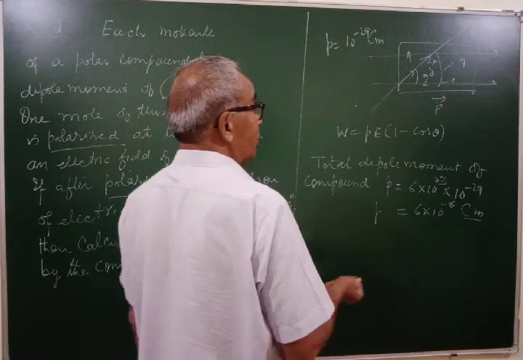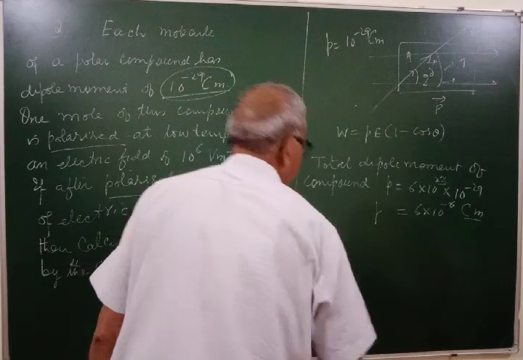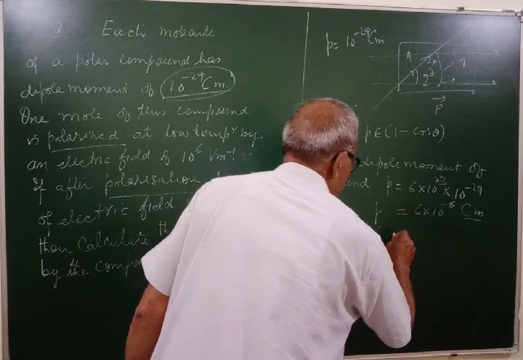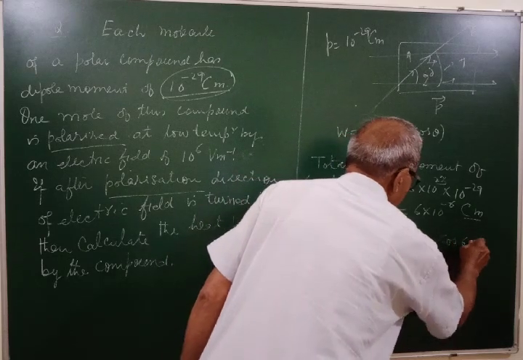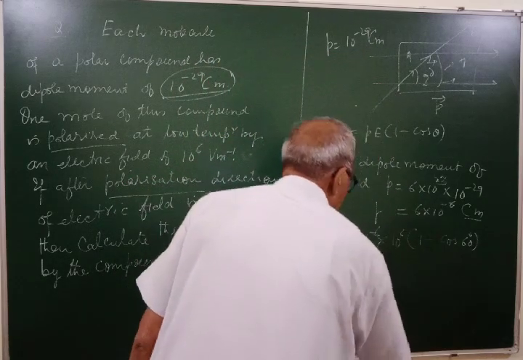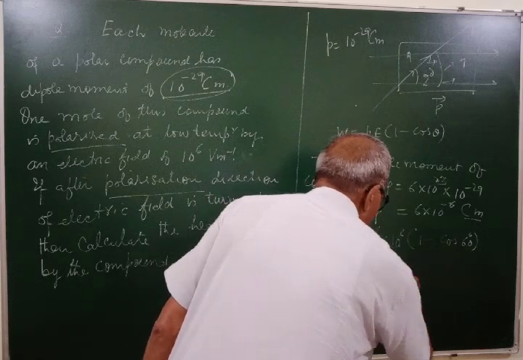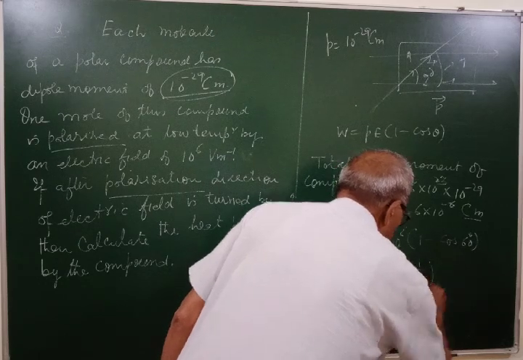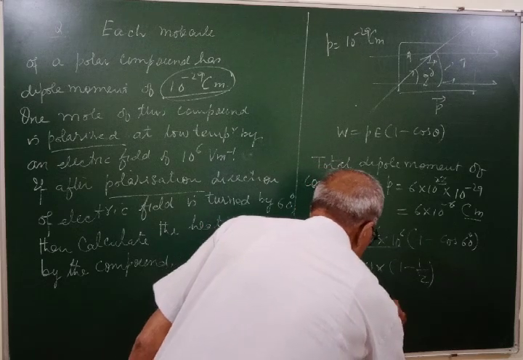This is the total dipole moment which will be rotating. So W is equal to P, 6 into 10 to the power minus 6, times E, 10 to the power 6, times 1 minus cos 60 degrees. Cos 60 degrees is 1 by 2. So it is 6 only, the powers cancel, into 1 minus 1 by 2. 1 minus 1 by 2. It is 6 into 1 by 2, which means 3 joule.